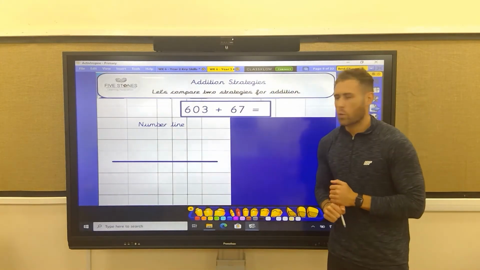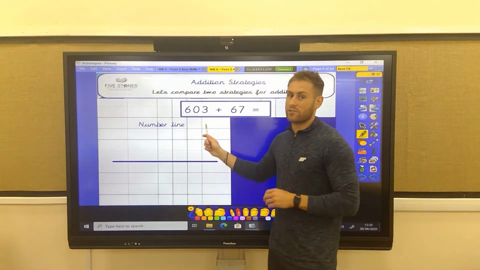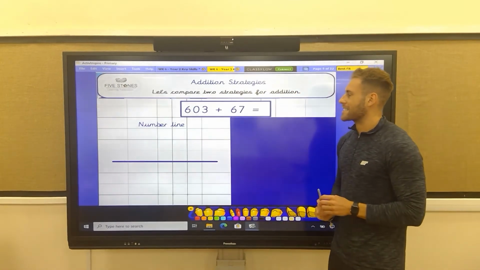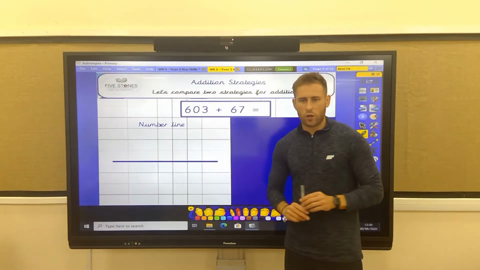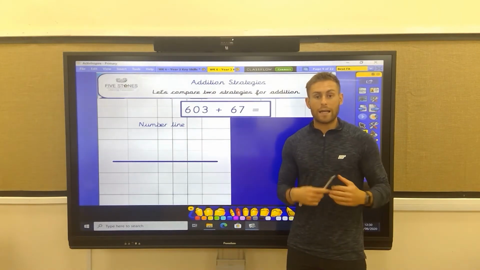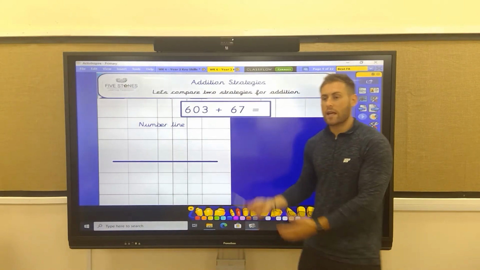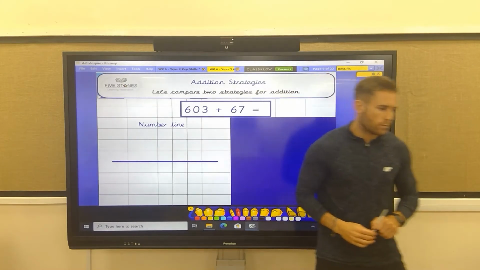Now, we've got a different addition number sentence, our original being 603, our addend being 67. I would like you to use the number line to help you solve that addition number sentence. Pause the screen, do the number line, I'll then come in and explain it, then we'll give you time to do the column addition. Off you go.